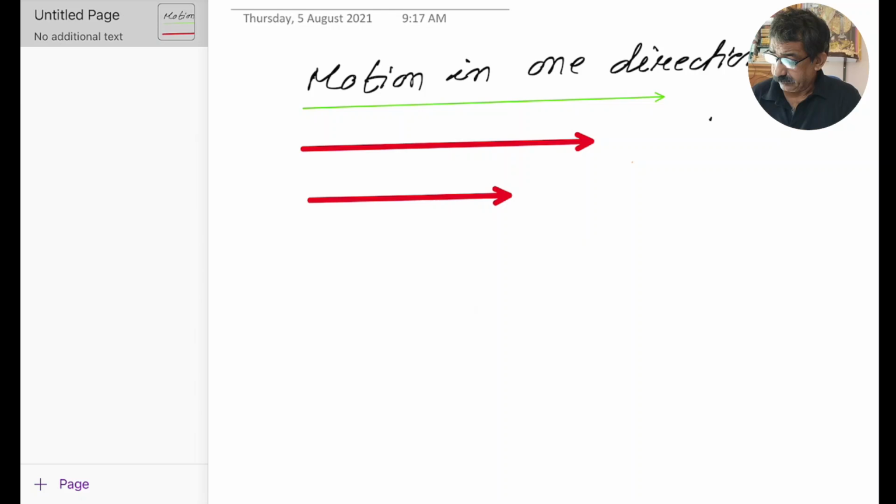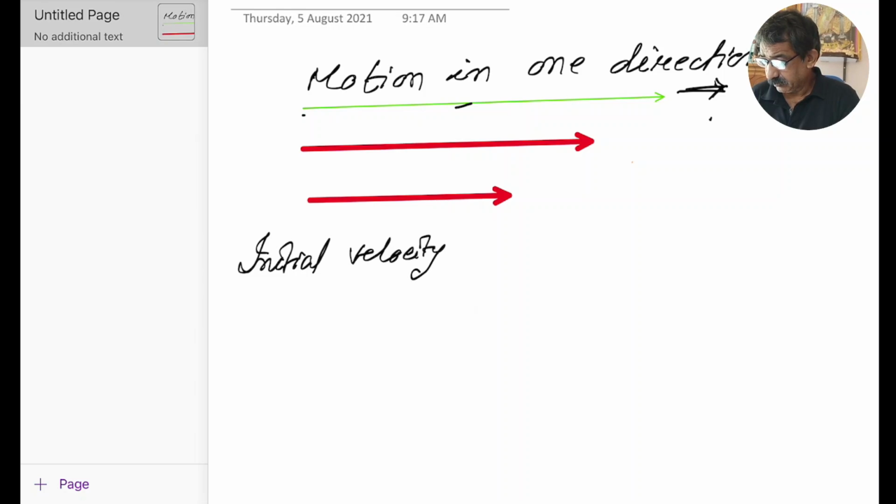Now we are considering motion in one direction. So along this direction, this is the direction of motion. Suppose a particle moves with initial velocity u and acceleration a. The particle moves for a time t.